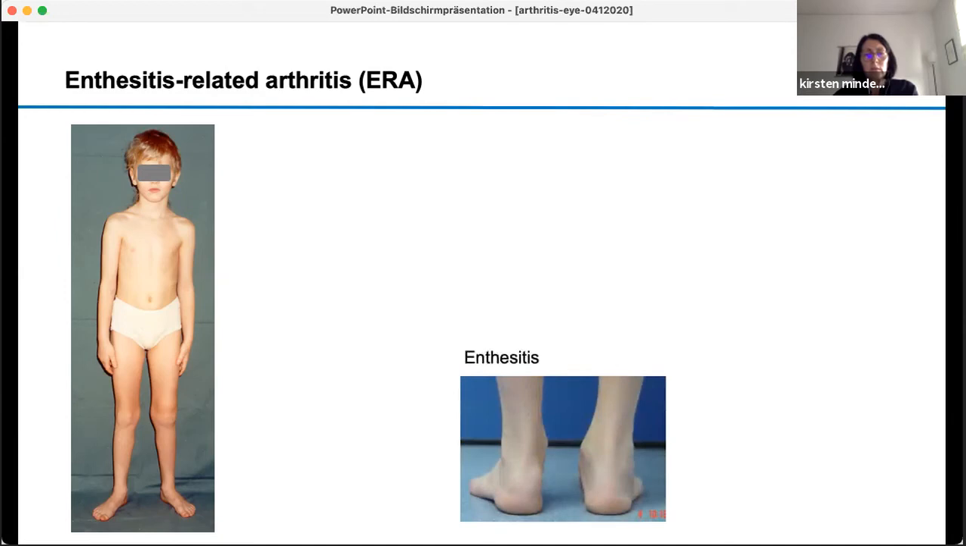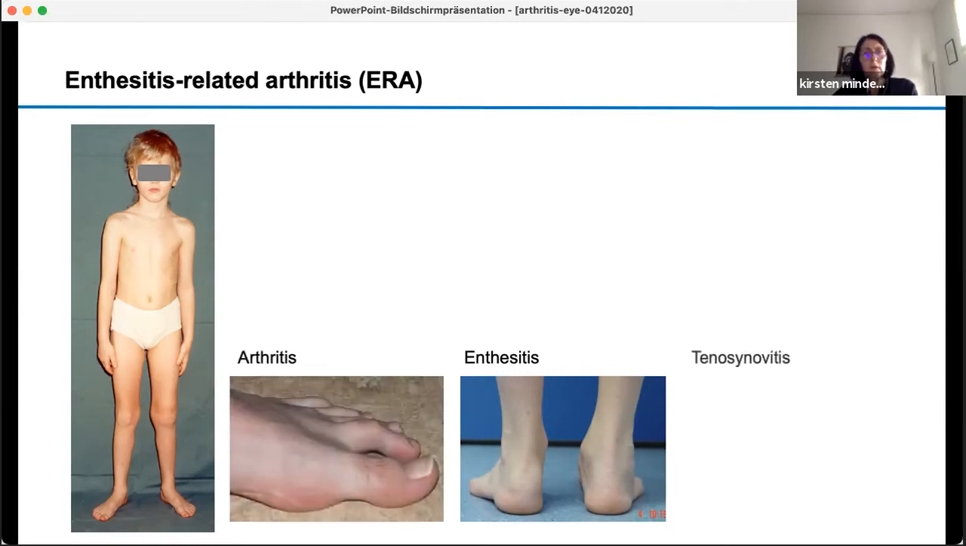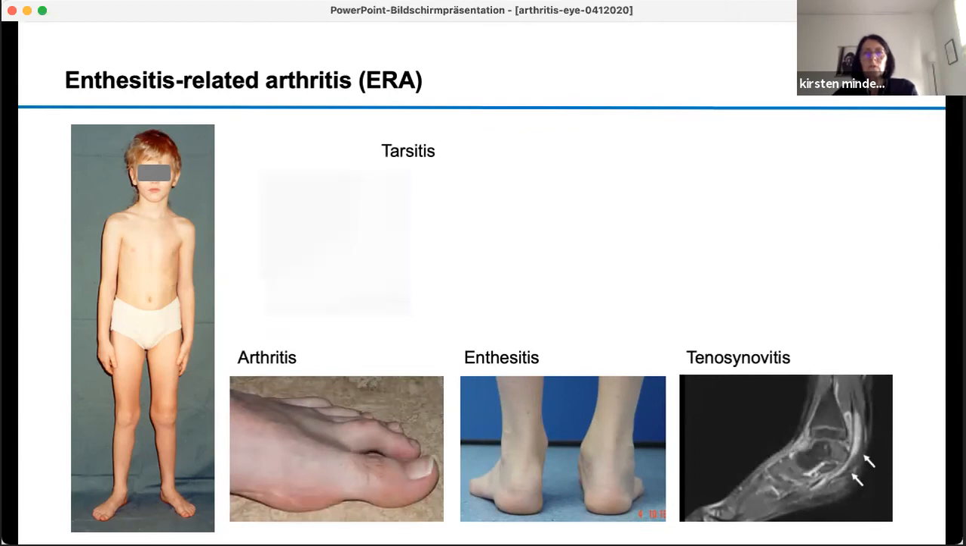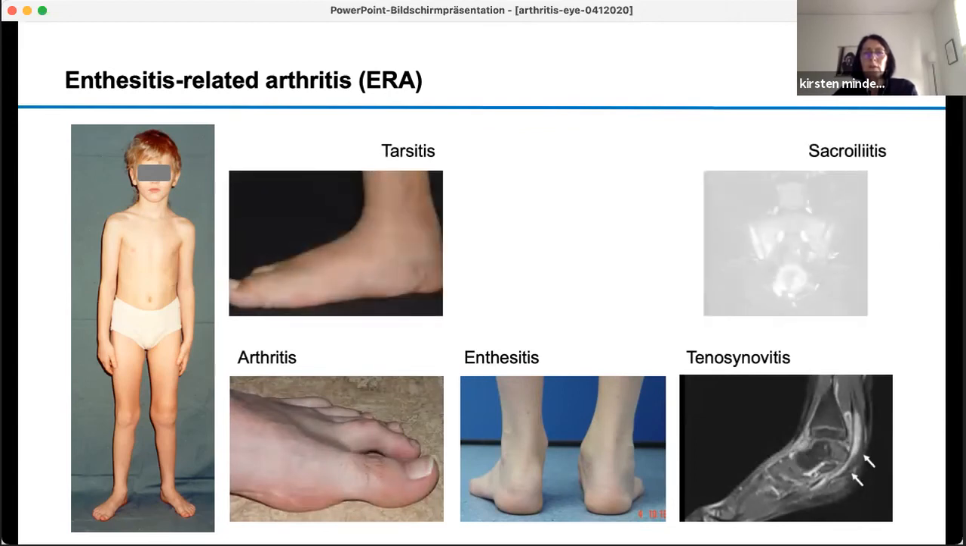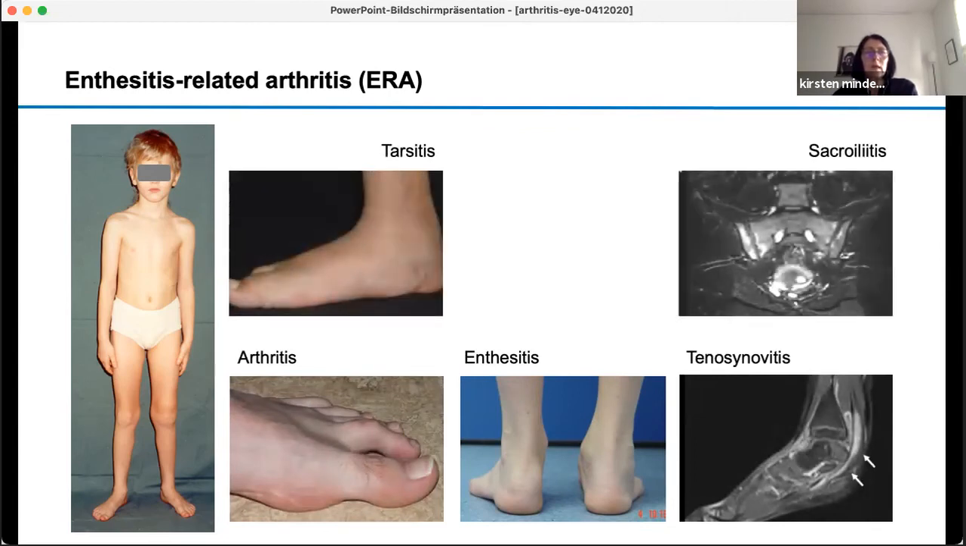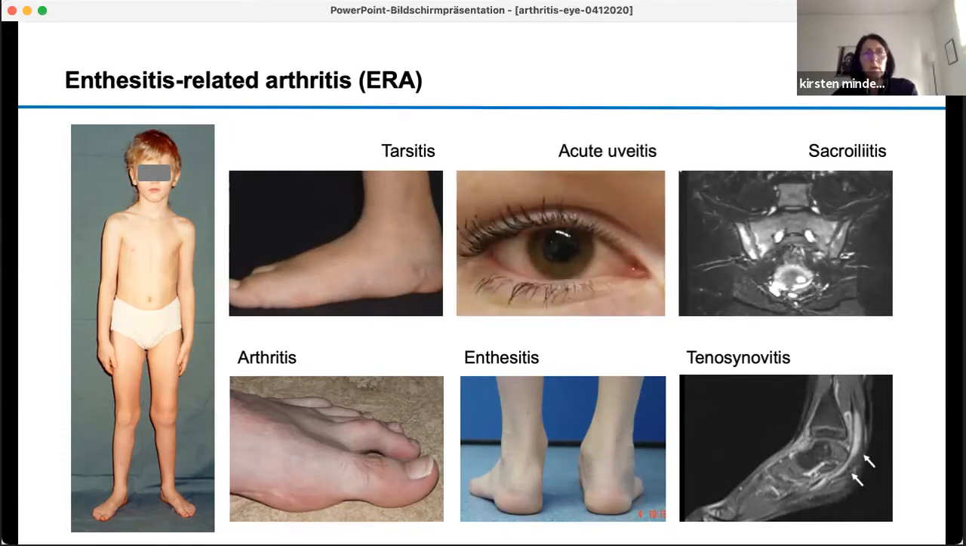Enthesitis, an inflammation of the sites where tendons, for example, the Achilles tendon, ligaments, and capsules attach to bone. And this is typical and gave the disease its name. But there are other typical features, for example, the inflammation of big toe joints, tenosynovitis, tarsitis, and sacroiliitis. But uveitis can also be observed in patients with this disease.